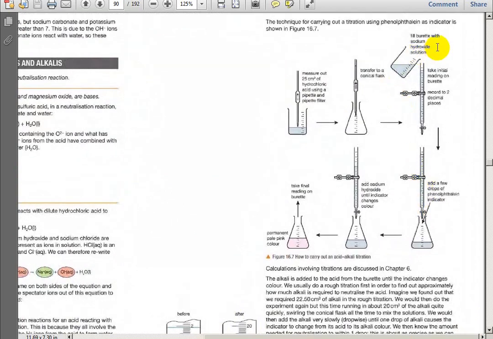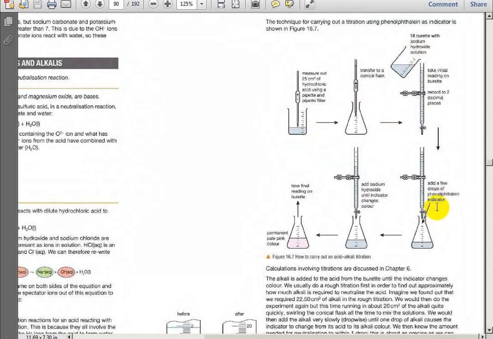Fill the burette with sodium hydroxide solution. Here the sodium hydroxide solution is from another beaker. Sodium hydroxide is taken into the burette. So we find that in the conical flask there is hydrochloric acid, and the burette contains sodium hydroxide.